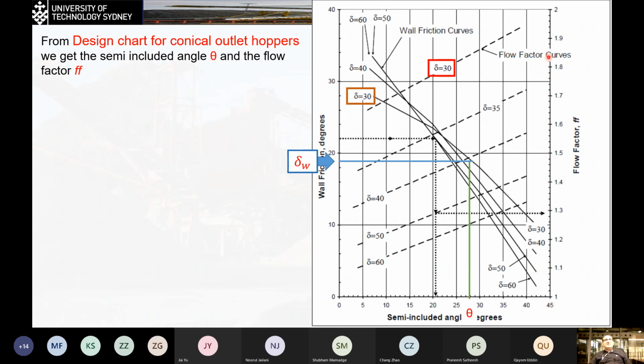Now I'll go through the steps of using the chart again because this will be very important. You are going to need it for the assignment, you're going to need it for the Monday exam, and you're going to need it, of course, for your practical life.